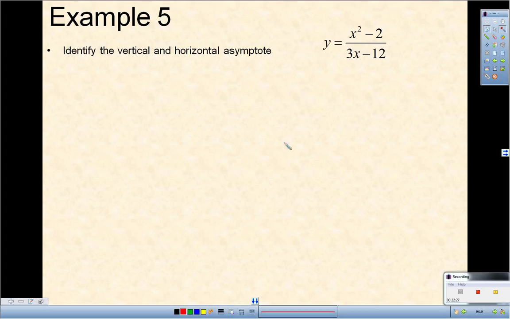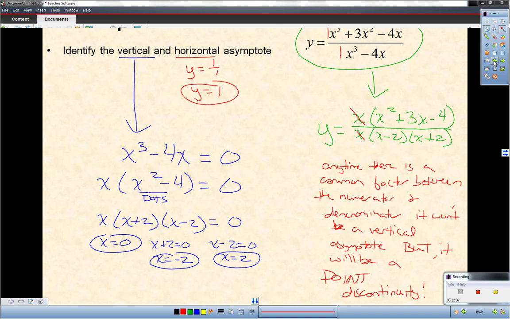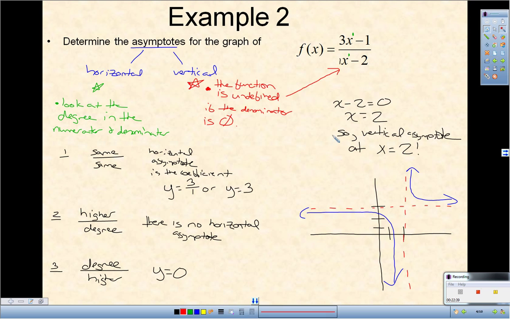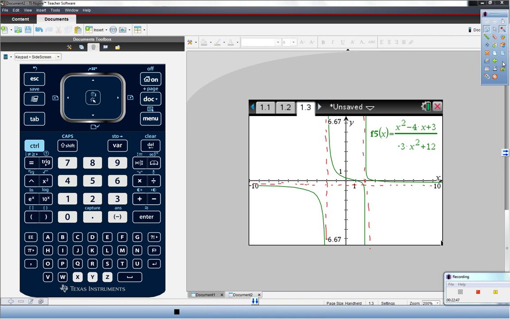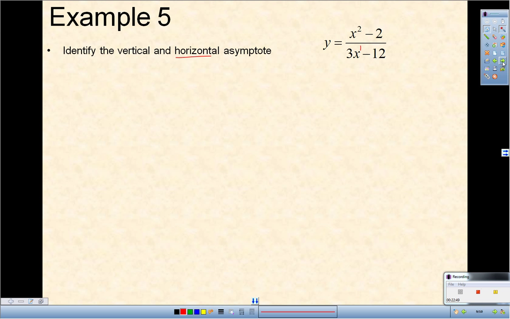Okay, for this one, I'm going to do my horizontal asymptote first. I noticed that the degree in the numerator is bigger than the degree in the denominator. So I'm just going to go back to those rules right quick. If the degree is higher in the numerator than in the denominator, there is no horizontal asymptote. So for this problem, I'm just going to put there is no horizontal asymptote. And then we'll confirm that in a second.